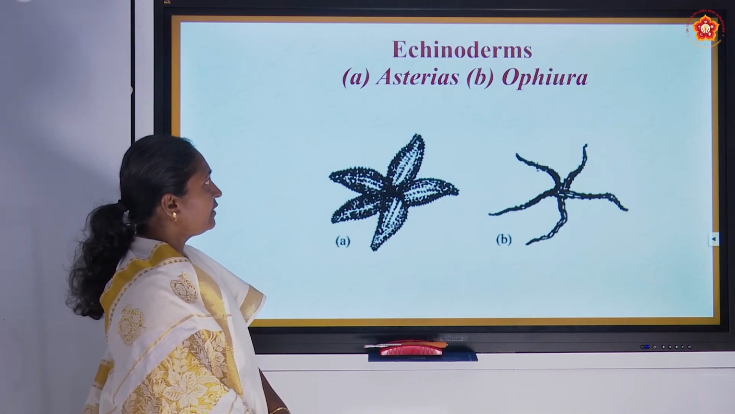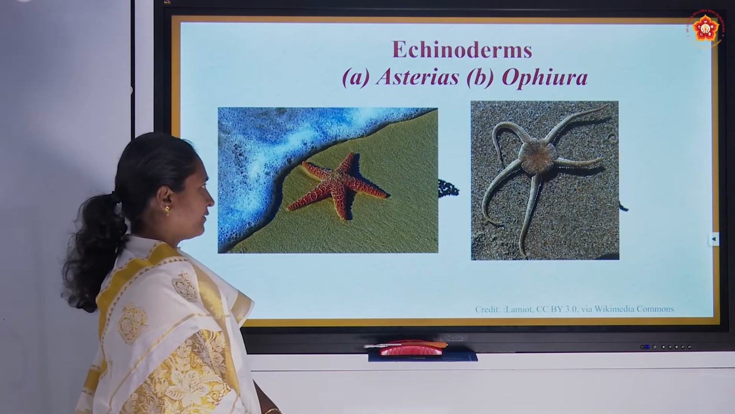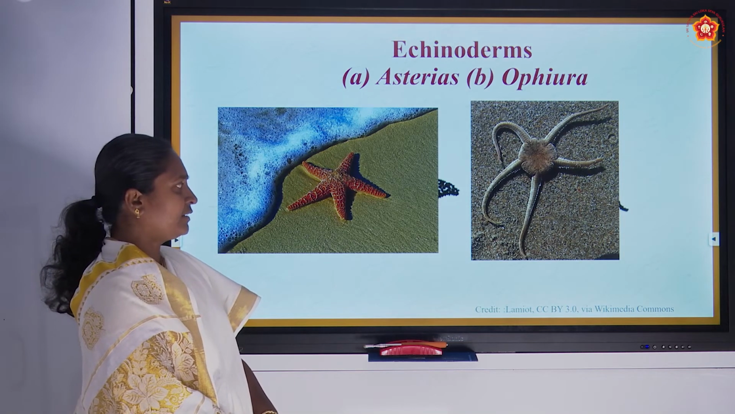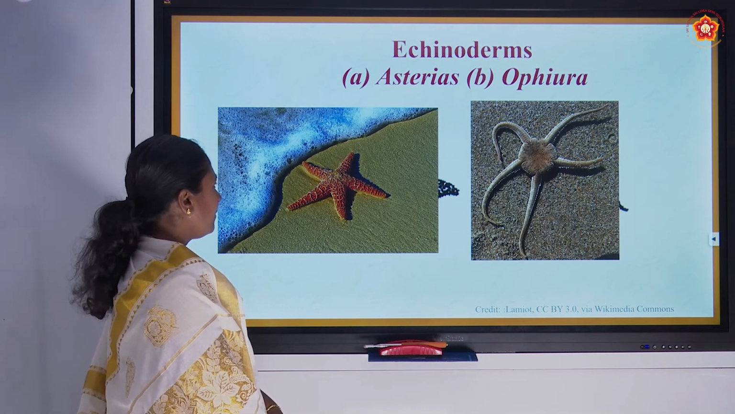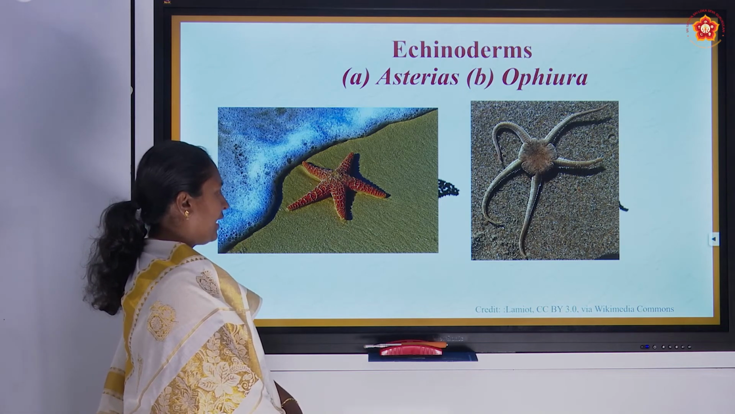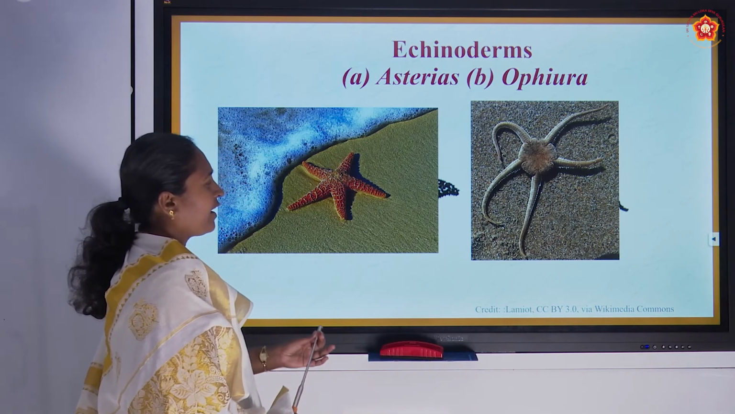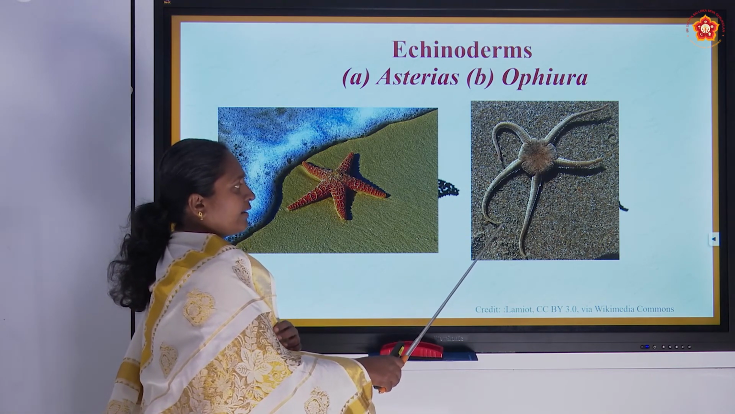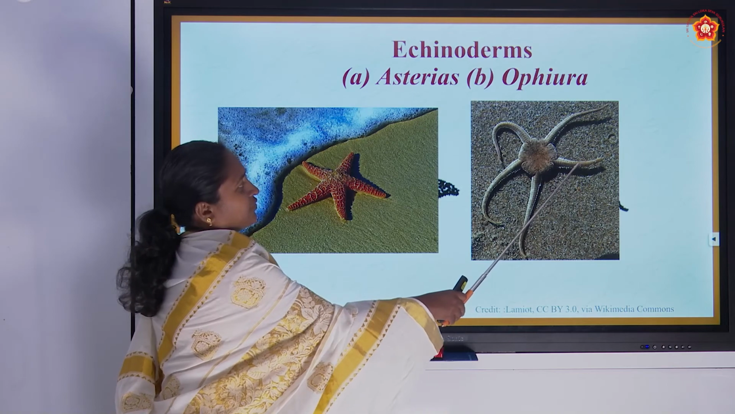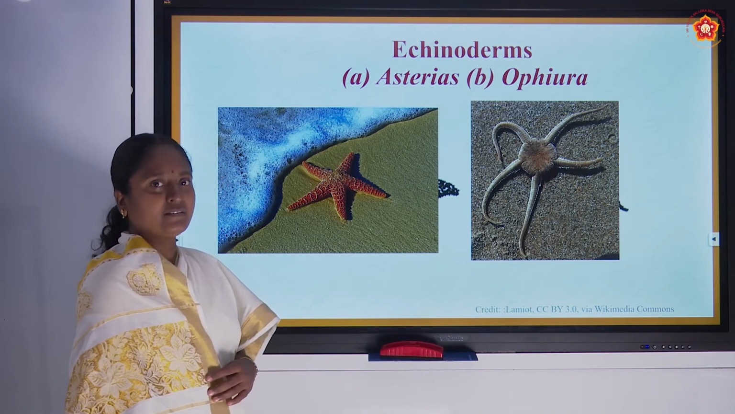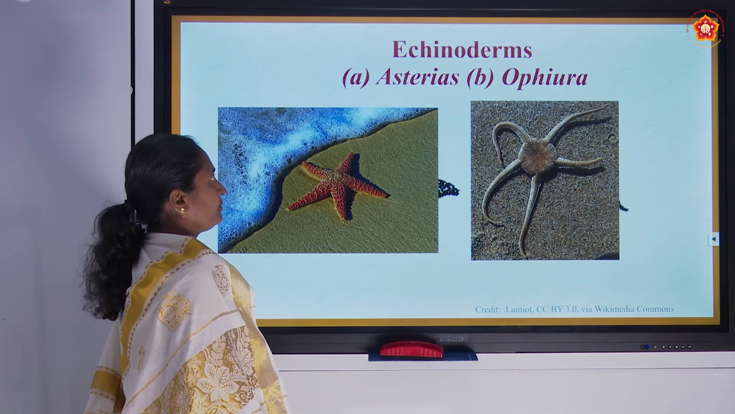Now we will see the examples. Asterias and also Ophiura are presented in your textbook, and these are some of the pictures from the internet. You can see clearly how these organisms look, and they have radiating arms. In the starfish, the radiating arms are blunt at the end, whereas in Ophiura the radiating arms are very long and elongated, with a pointed end. Here it is a blunt end. Apart from that, you can see regeneration very prominently in this picture. So you can see that any lost arm can regenerate by itself.